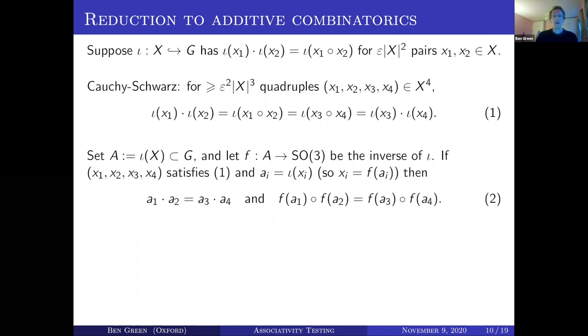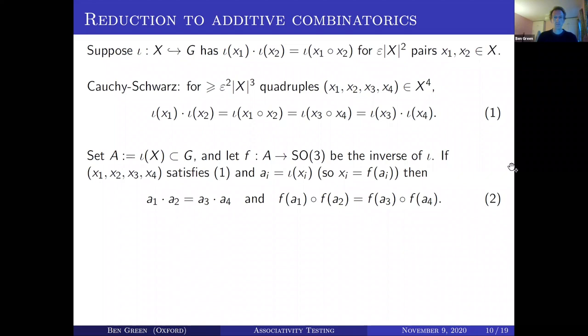And what you can check is that if I've got a tuple X1, X2, X3, X4 satisfying that equation, then a couple of things happen. If I write Ai for the image of Xi under iota, so I've got A1, A2, A3, and A4, then first of all, A1 dot A2 equals A3 dot A4. I don't know if you can see my cursor. That's because this equals this. And also, F of A1 circle F of A2 equals F of A3 circle F of A4. And that comes from the middle bit here, together with the fact that iota is injective.